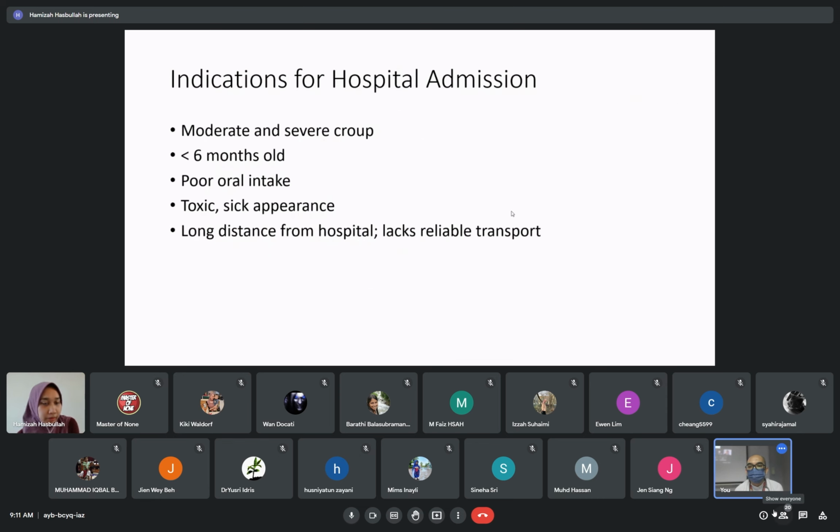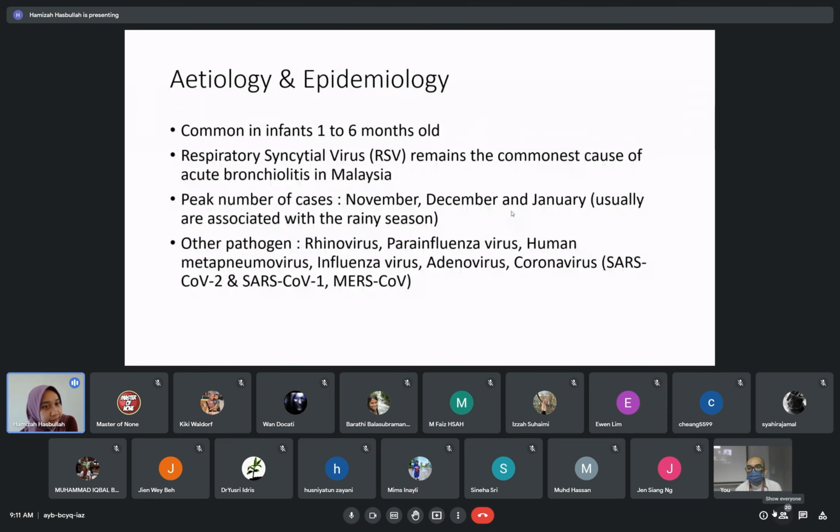Proceed bronchiolitis. Okay. Next is bronchiolitis. Etiology and epidemiology usually common in infants 1 to 6 months old. Common cause is respiratory syncytial virus. Dekat Malaysia ni dia endemik sebenarnya, tapi peak number of cases usually dekat hujung tahun November, December and January. Katanya associated with rainy season. Other pathogen that may cause bronchiolitis is rhinovirus, parainfluenza virus, human metapneumovirus, influenza virus, adenovirus, and also coronavirus.